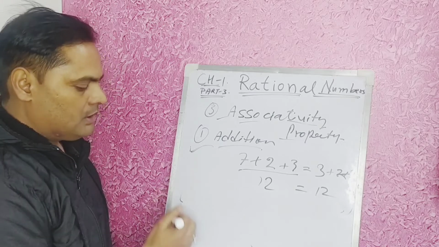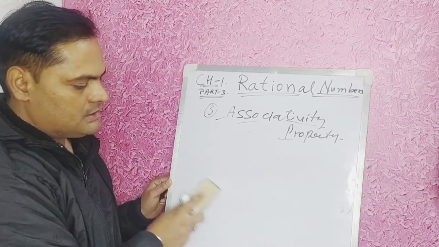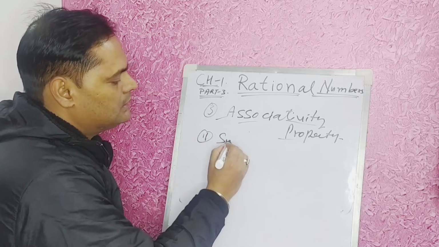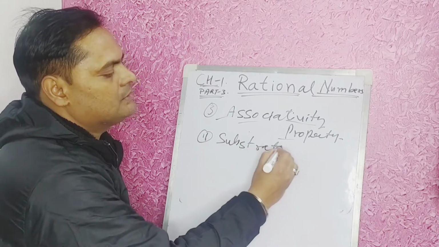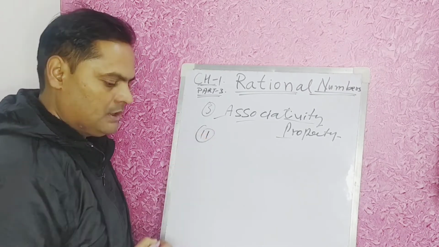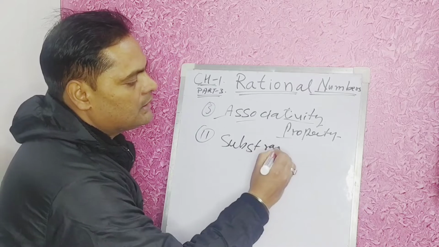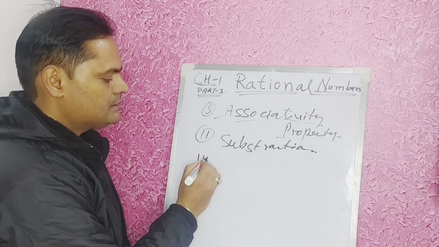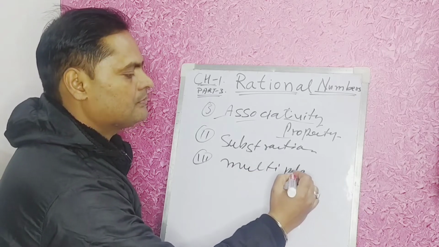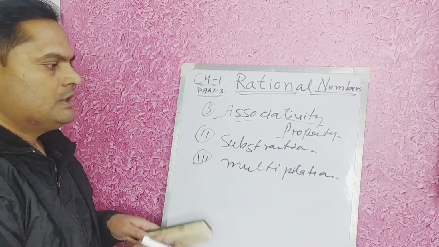But in the subtraction, let's see if this is associative property or not. So second is the subtraction. Similarly, we can check the parameters for subtraction as well, and the multiplication, as well in the associative property.